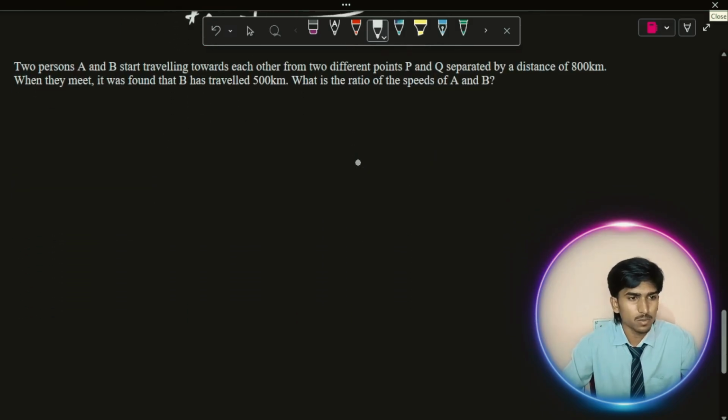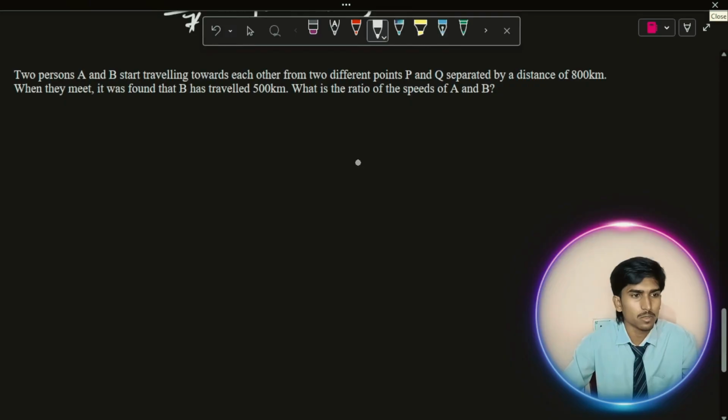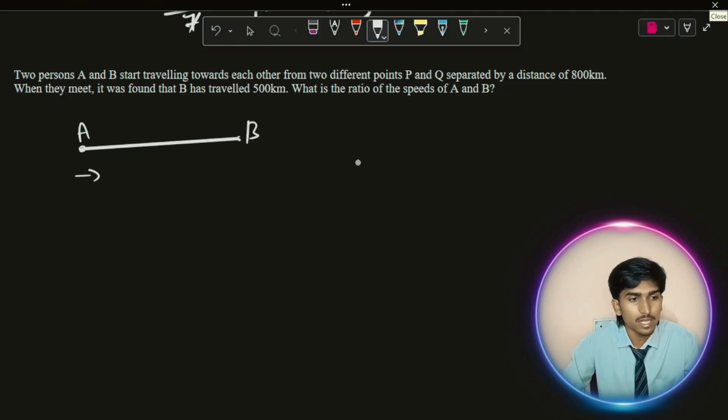Okay, next problem. This one we are going to solve. You'll get some idea about these topics clearly. Two persons A and B start traveling towards each other. See, A and B start traveling towards each other. Means this is the position of A and this is B. Towards each other means A traveling like this, B traveling like this.